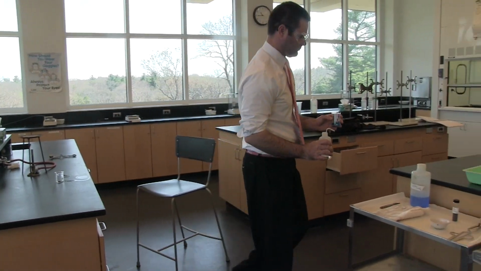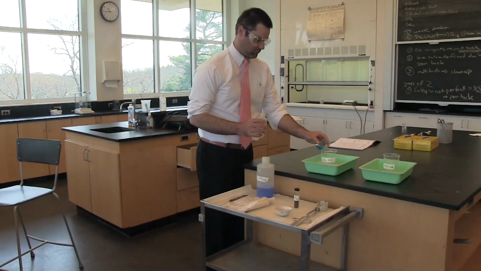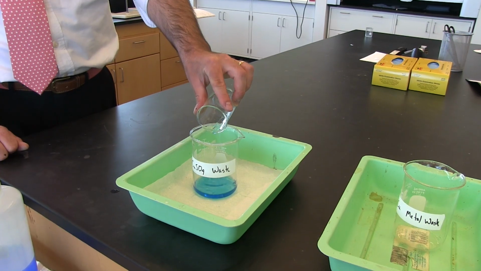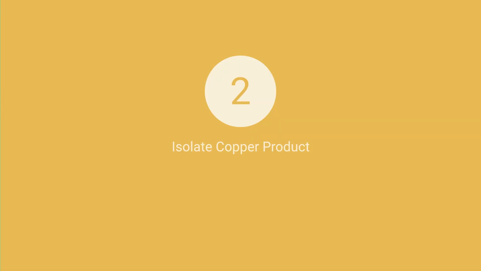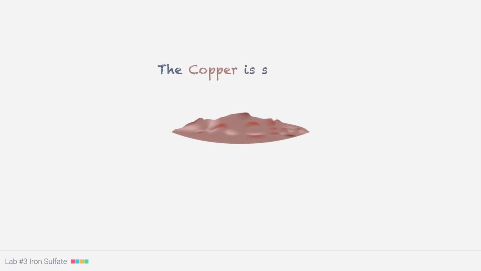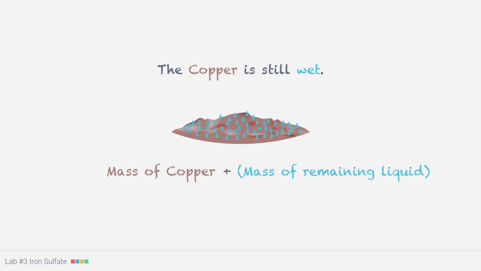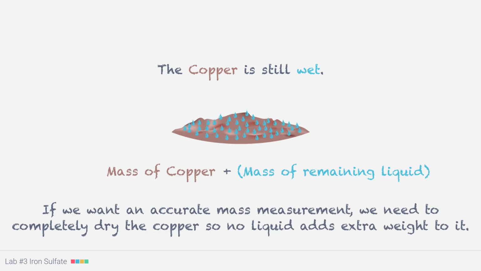Dispose of the decanted liquid by pouring it into the container labeled CuSO4 waste. Use distilled water to rinse the sides of the beaker too. No matter how well you decant, we still have one problem. The copper is still wet. The extra liquid would make the mass of the copper seem higher than it actually is.